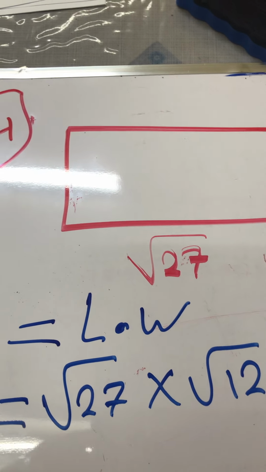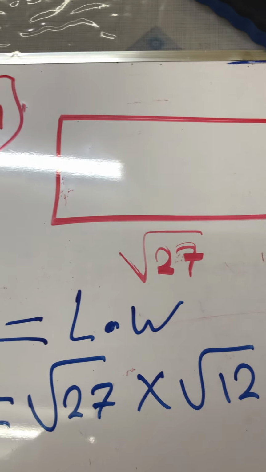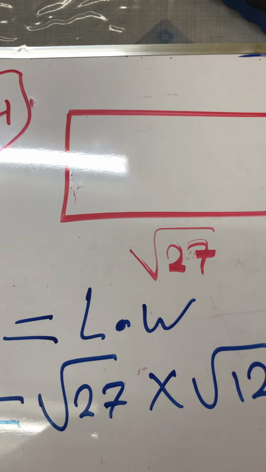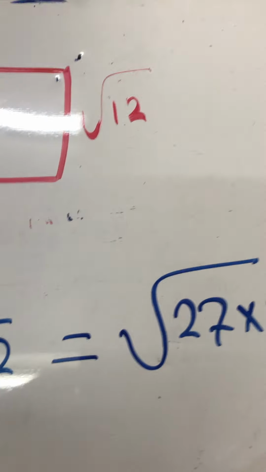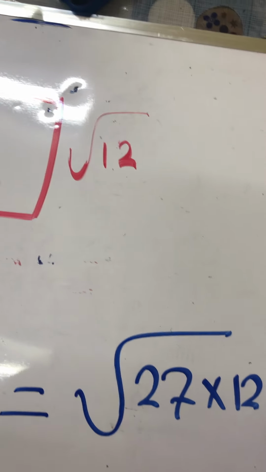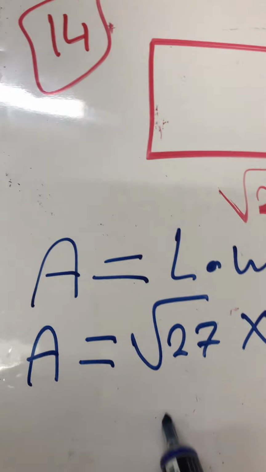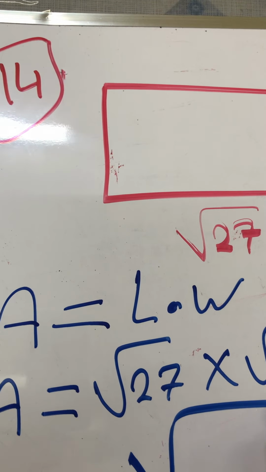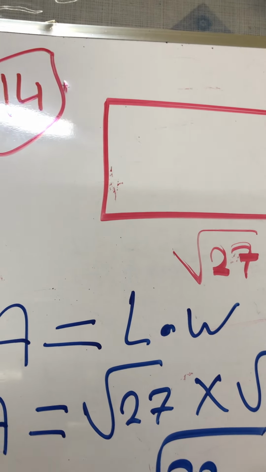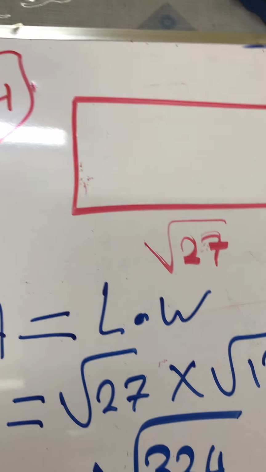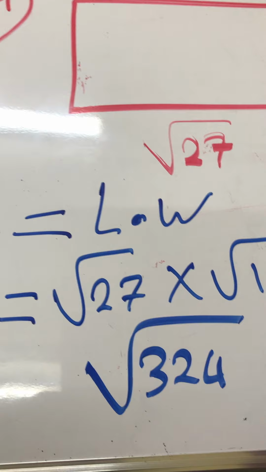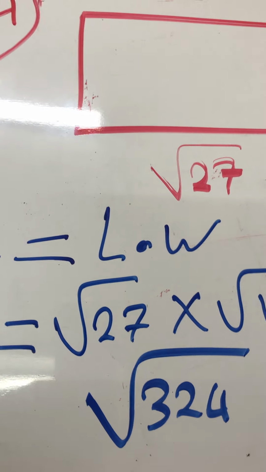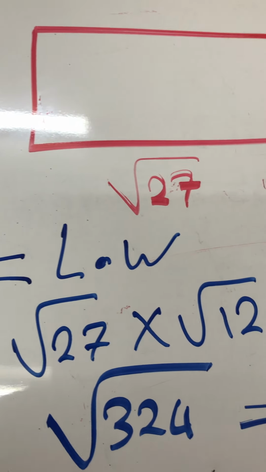And as you know, we can put them under one square root, 27 times 12. Okay, multiply 27 times 12, you will find the answer square root of 324. The square root of this 324 equals 18. So this is the area, unit square.